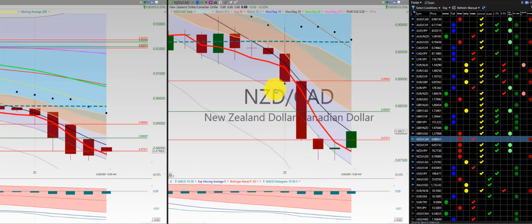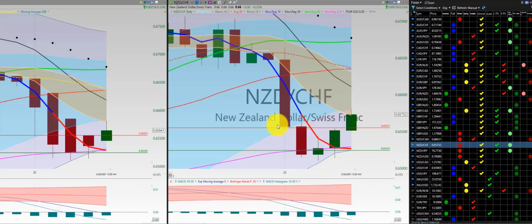Zealand Canadian dollar, beautiful 1-2-3 punch out. No further trade the rest of the week. Zealand Swiss franc, we had a 1-2, hit the Z3, which was my target. No further trade the rest of the week.